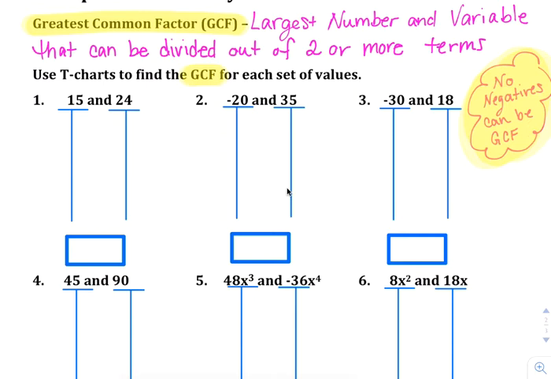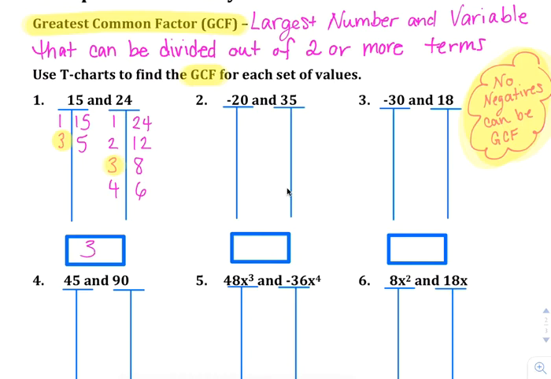All right, so when I start listing this out, I'm going to go 1 and 15, 3 and 5. That's my only pairs. Let's try 24. 1 and 24, 2 and 12, 3 and 8, 4 and 6, and 5 doesn't work. So if I'm looking for what the biggest number they have in common is, they have a 3. They both have a 3 in common, so 3 is my GCF.